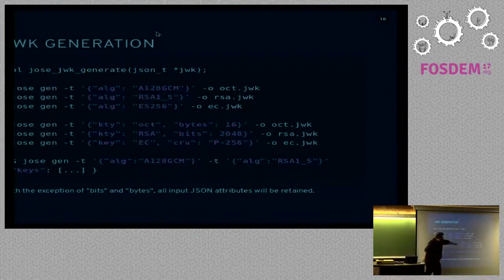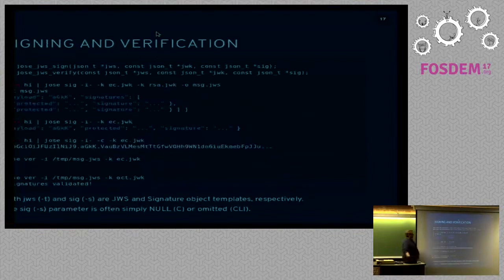With the exception of bits and bytes, these two parameters here, all input JSON attributes will be retained, and everything else is specified in the RFCs. Basically, again, you give us something that looks like a JWK, and if we can figure it out, we will. For signing and verification, we have exactly the same sort of schema. To sign, we pass in a JWS object, which again is something that looks like the JWS object you want it to be. And then you pass us a key.